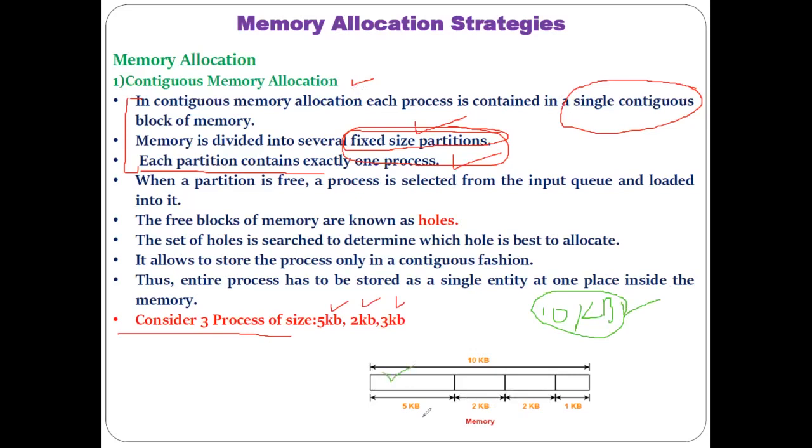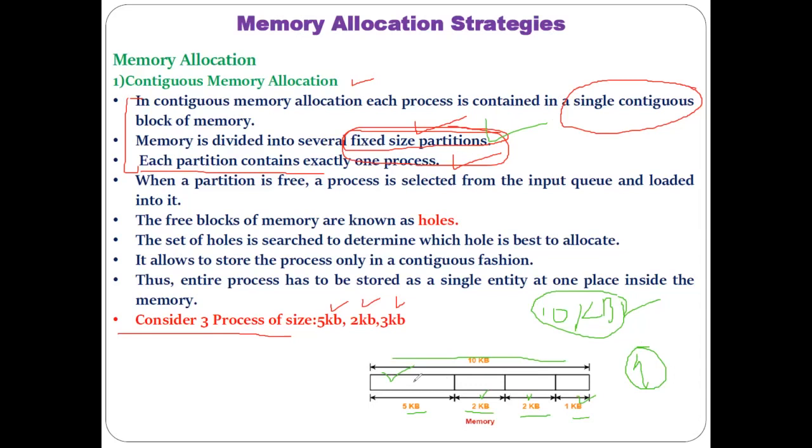This is one partition of size 5 KB. This is the second partition of size 2 KB. This is the third partition of size 2 KB, and this is the last partition of size 1 KB. This whole 10 KB of memory is pre-divided into fixed partitions. How many fixed partitions are there now? 4 fixed partitions. Understood? Now there are 4 holes or 4 blocks or 4 cells of memory.